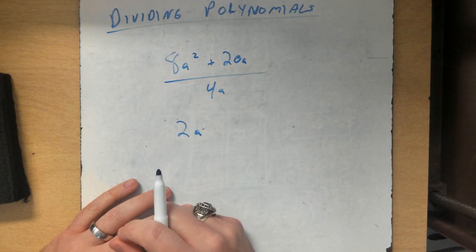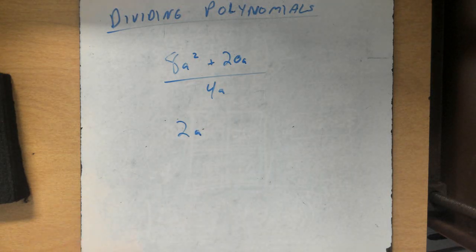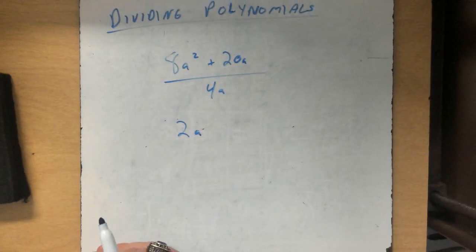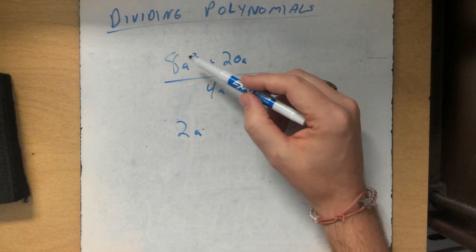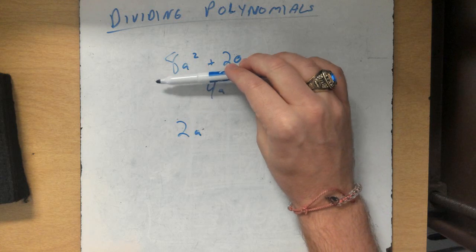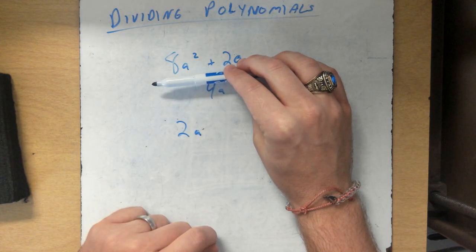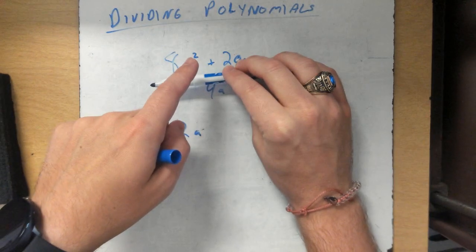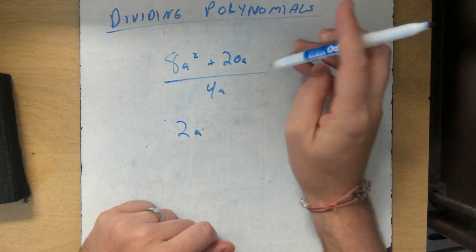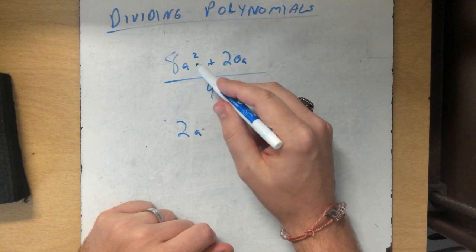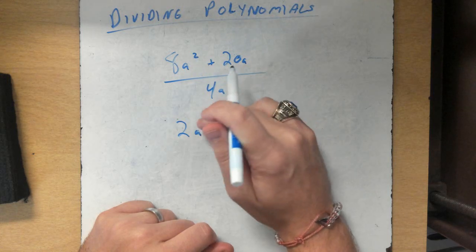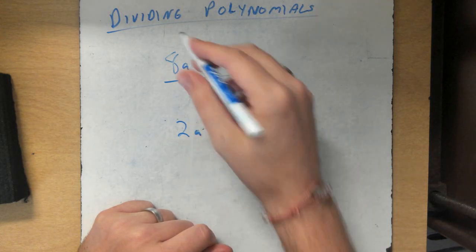As I've said in the past, when you're trying to figure this out, I like to look at which side of the division bar has more a's, the top side or the bottom side. The top has 2 a's, the bottom has 1 a, so which one has more? The top, by how many? 2 minus 1, 1. So now our first one is done.